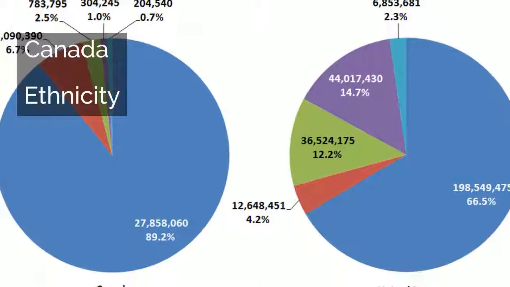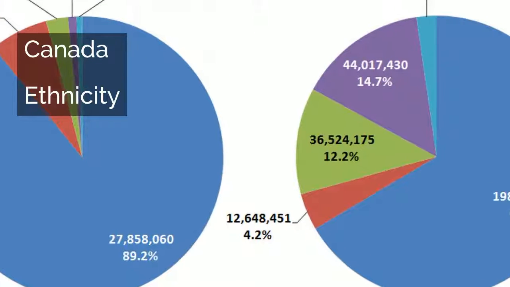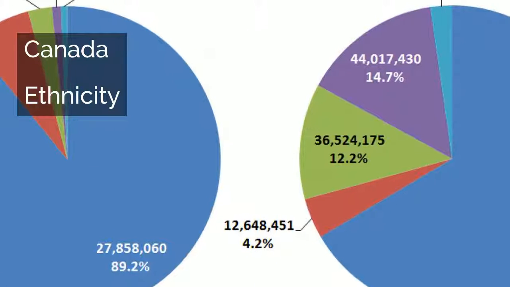Indigenous peoples are not considered a visible minority under the Employment Equity Act, and this is the definition that Statistics Canada also uses.